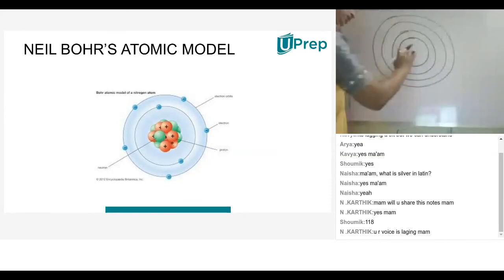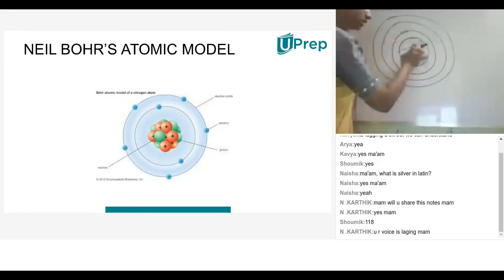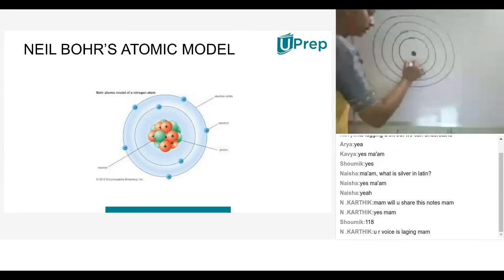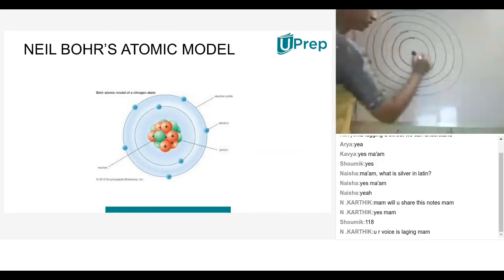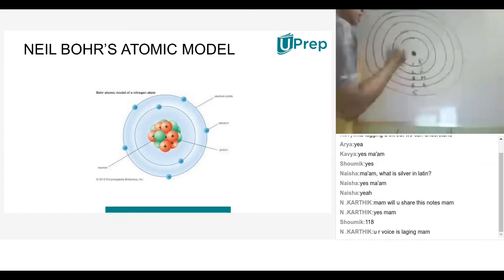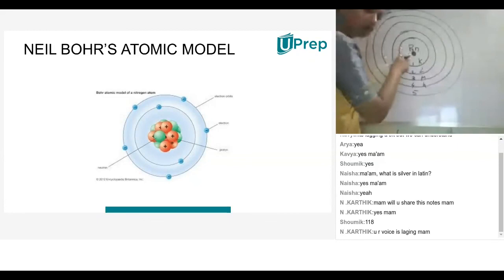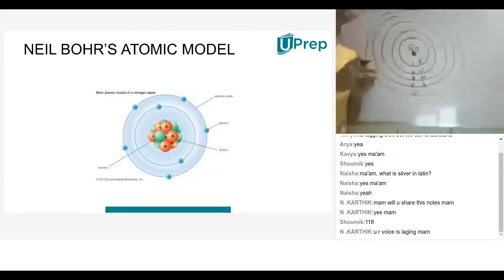So there is space at the center, and these shells are arranged around it. This is the first shell, second shell, third shell, fourth shell, fifth shell, and the shells are named K, L, M, N, and so on. Understood? This order and naming were given by Niels Bohr. He also said that the nucleus consists of protons and neutrons, a combined form of protons and neutrons.